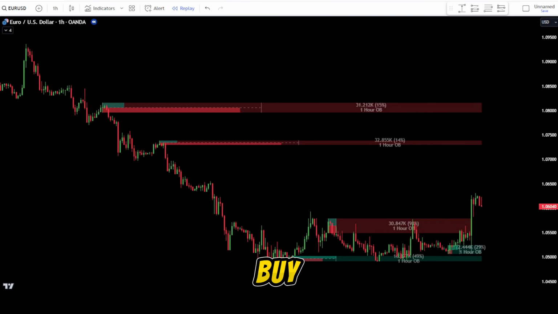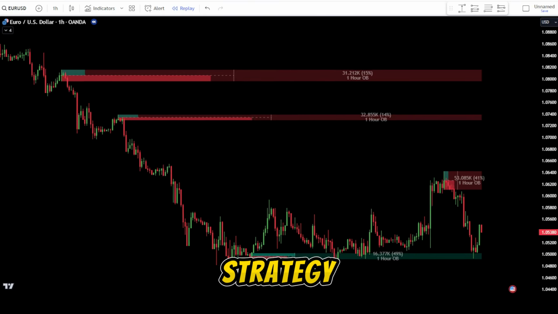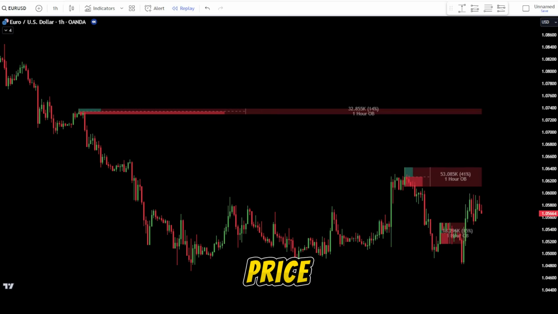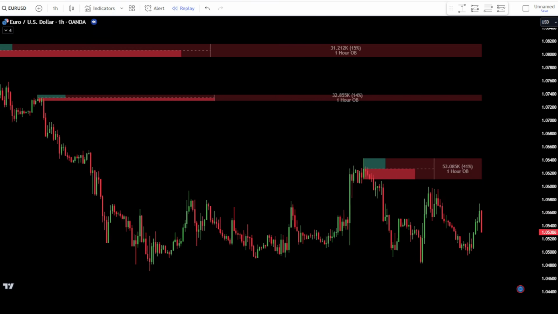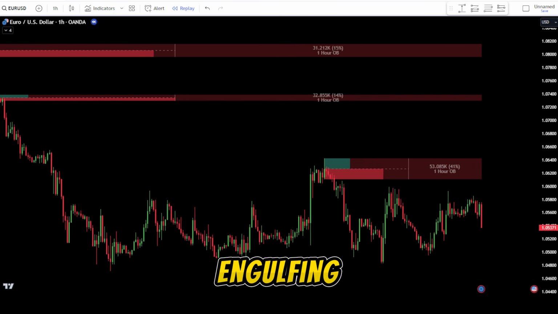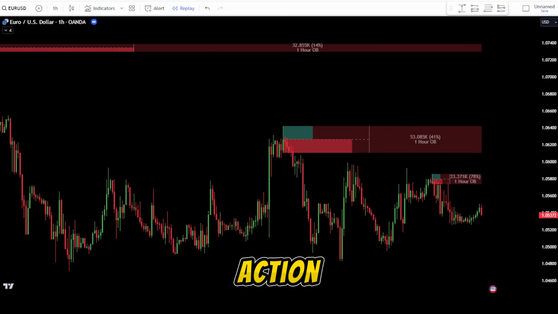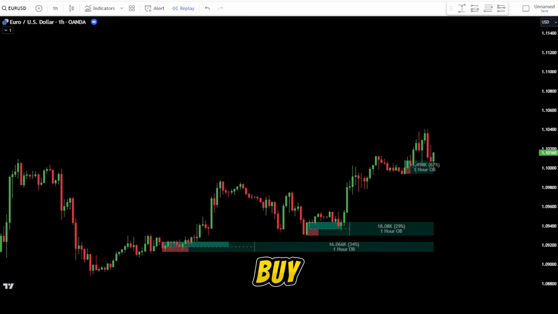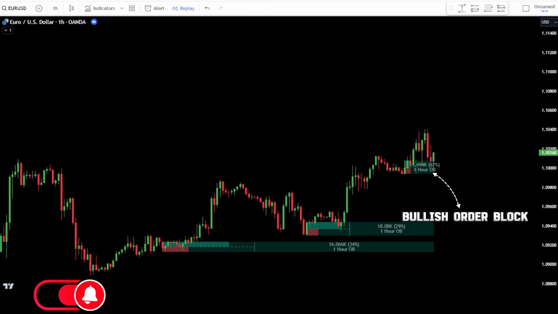A. Placing buy and sell orders in the trading strategy using volumetric order blocks and price action. In this strategy, we will utilize the candlestick engulfing pattern as an example of price action. How to place a buy order. 1. Once a bullish order block has formed, prepare to place a buy order.